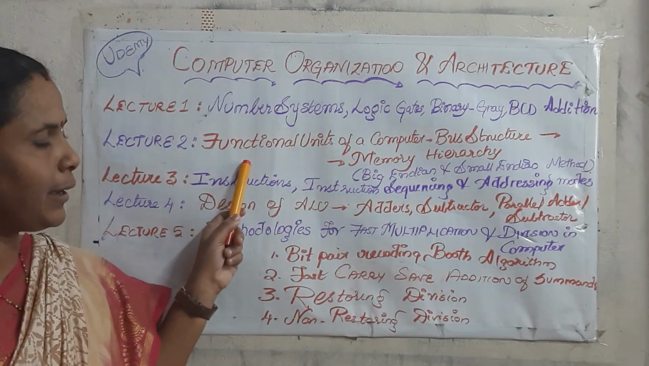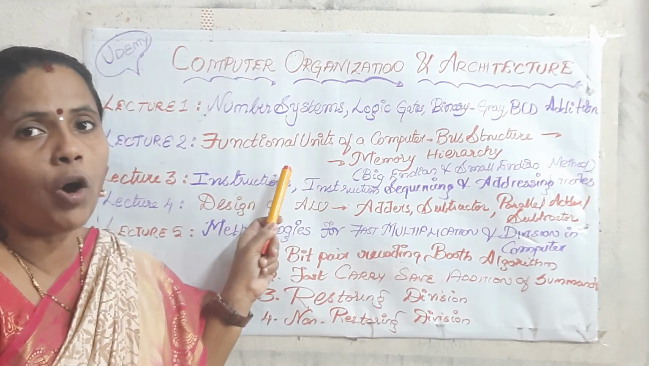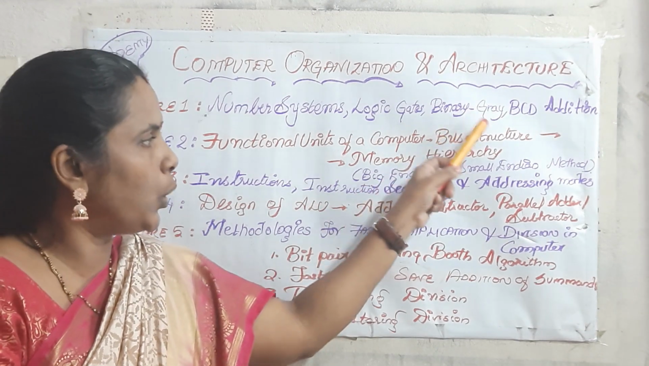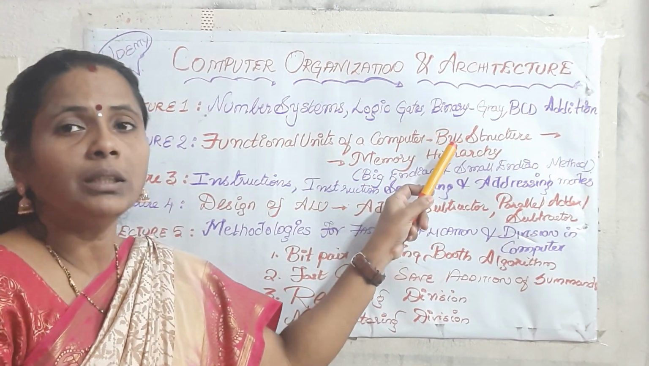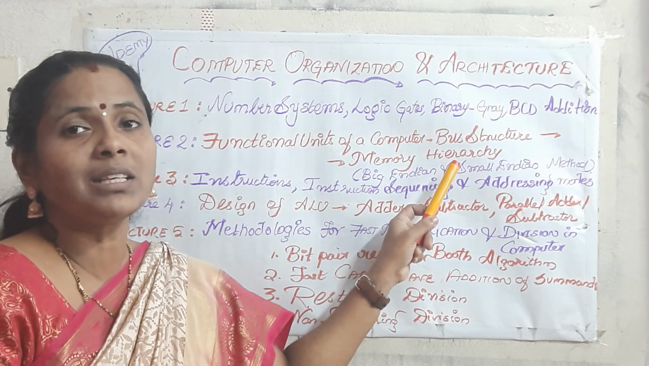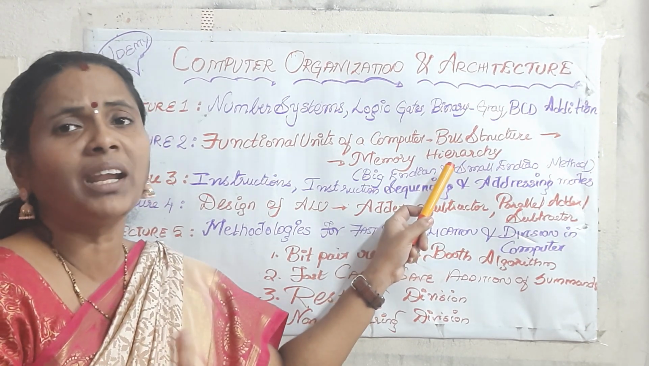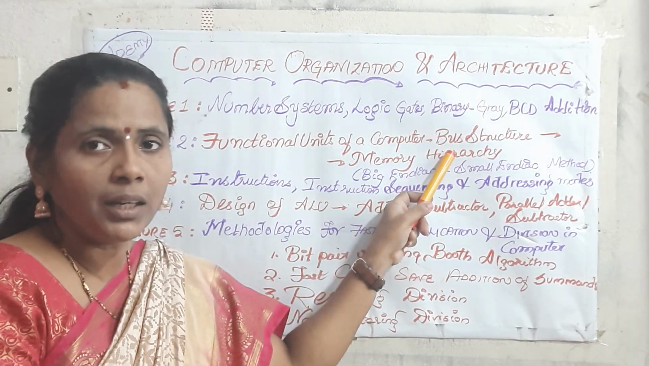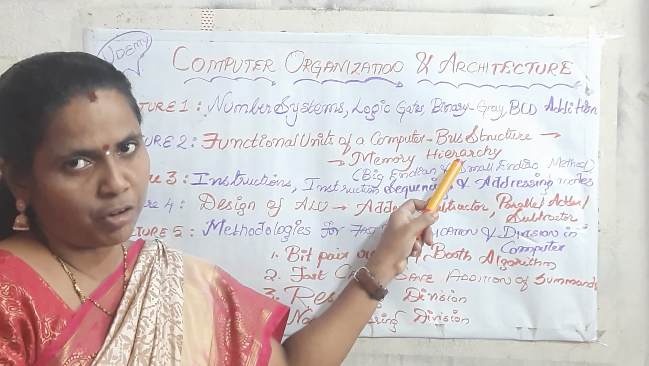So in the second lecture, we will be covering the basic operational and functional units of a computer, and also about the bus structure, the different types, either the single bus, double bus or the multiple bus structure, what is available for the transfer of data and address inside the computer for executing the instructions.